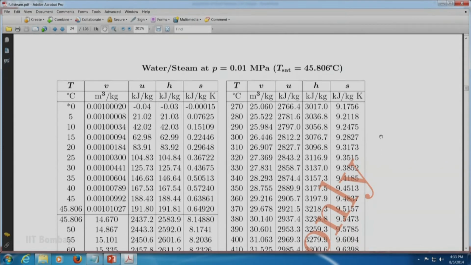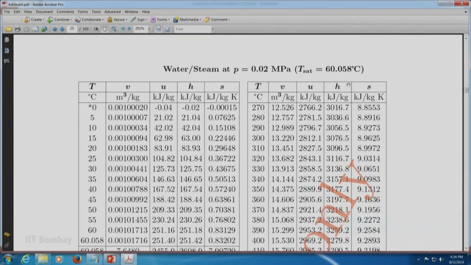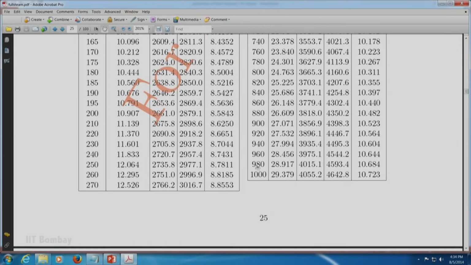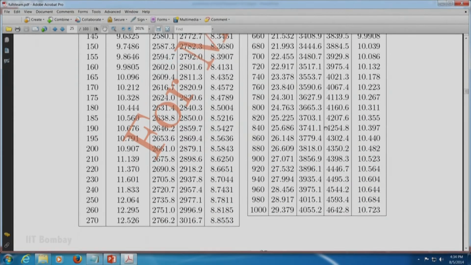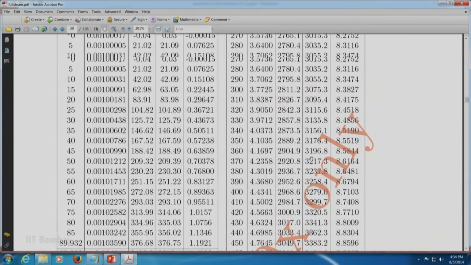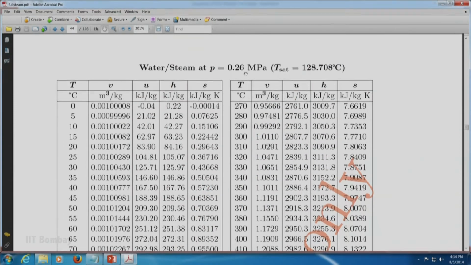Now, if I go to the next pressure, you can see 0.02 MPa, and correspondingly it is again up to 1000 degree centigrade. I will go through the details of the properties given in table 3 later, but here I just want to show you how the tables look. Then we have 0.03 MPa, and similarly I can go on to higher and higher pressures. Here it is now 0.07 MPa, and this is 0.26 MPa, that is 2.6 bar, alright.